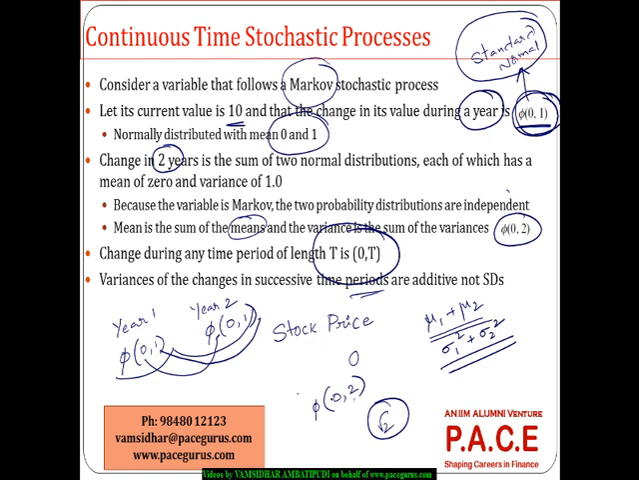So this is one base for a lot of study that we are going to do. If we are able to create a value which follows a standard normal distribution during a year, then over successive periods, or over T periods, it follows a normal distribution with a mean of 0 and a variance equal to T.